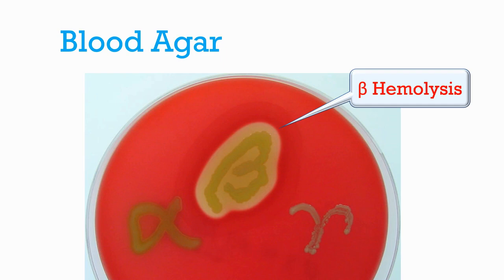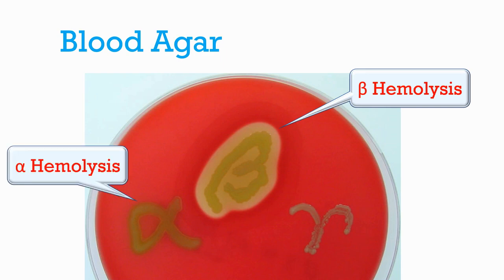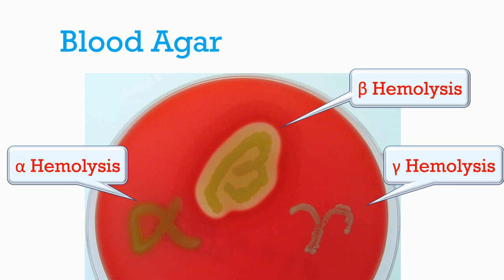Beta hemolysis is the complete hemolysis below and around the colonies. Example is Streptococcus pyogenes. Alpha hemolysis is partial hemolysis below and around the colonies with production of green pigment methemoglobin surrounding the colonies. Example is Pneumococcus. And finally, gamma hemolysis. That also means no hemolysis. Example is Enterococcus.